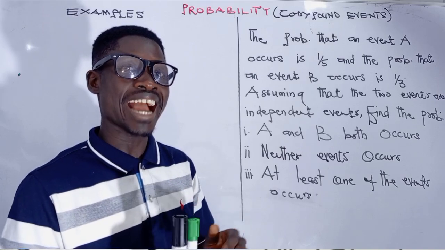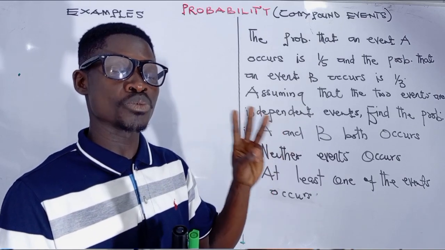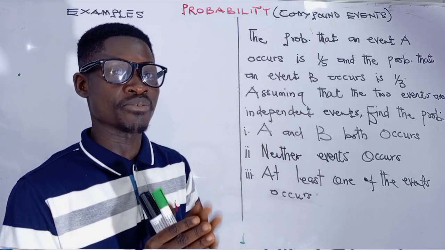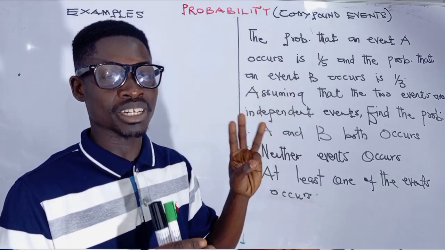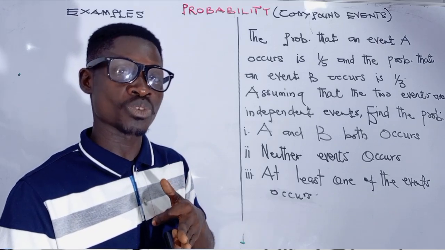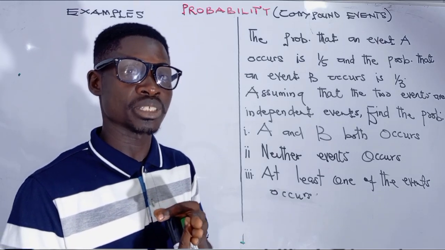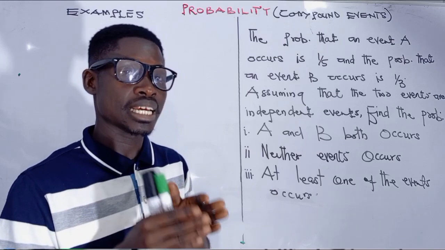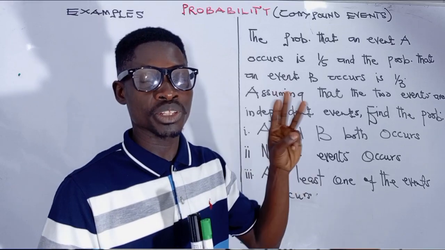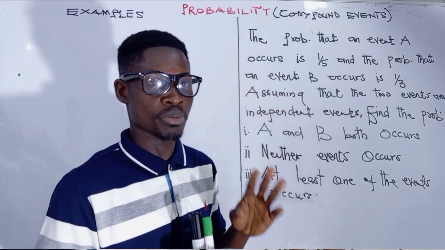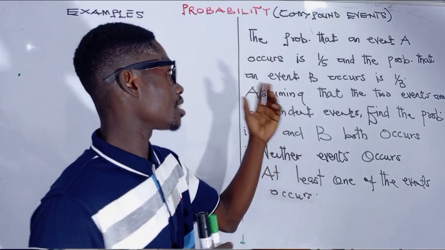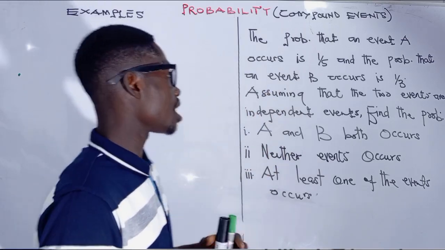So if you don't have any idea about these three rules and laws that I've mentioned, please kindly go back and watch the videos on these three topics: the addition law, the multiplication law, and the complementary rule of probability, because we shall be making use of them frequently in this regard. So let's look at this example on the board to see how best we can go about it.